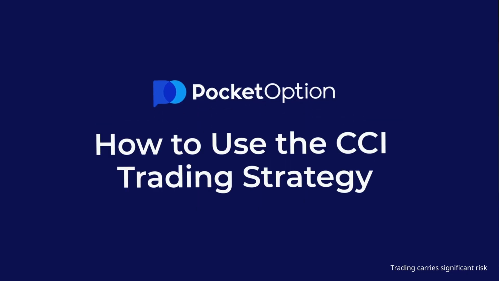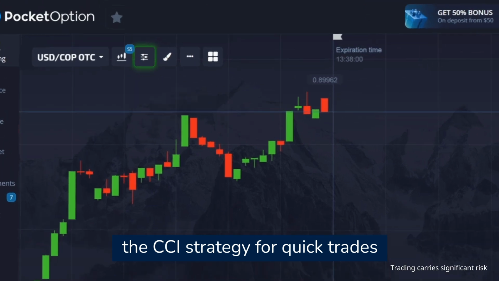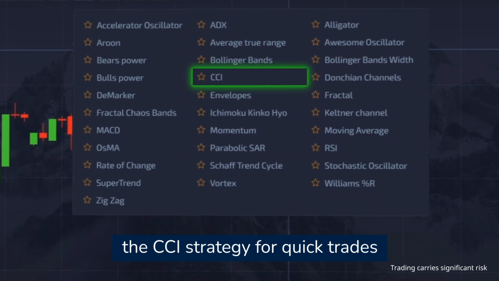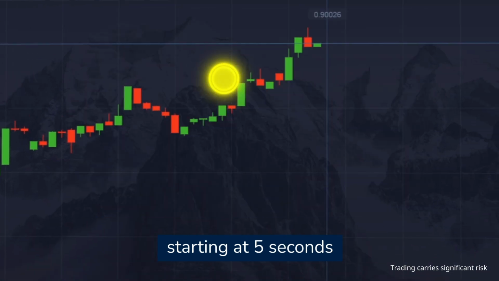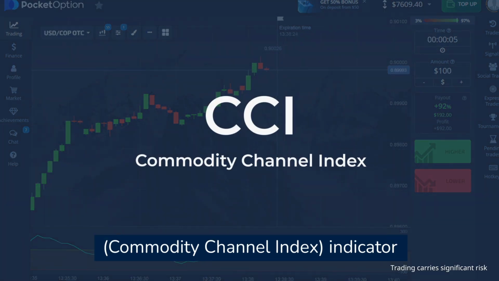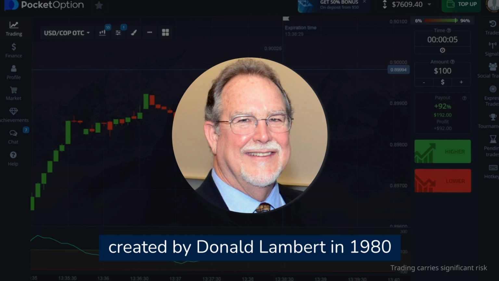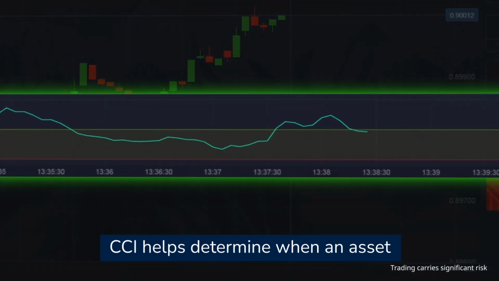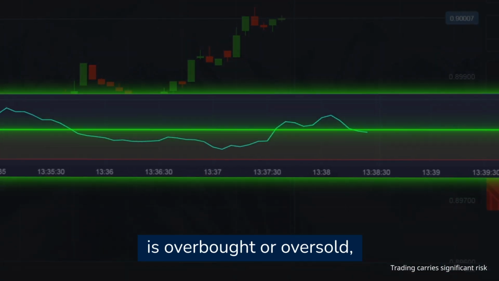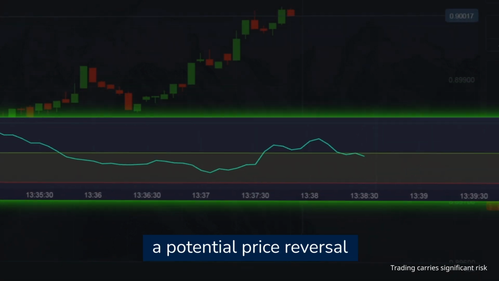How to use the CCI Trading Strategy. Today, we will show you how to use the CCI strategy for quick trades starting at 5 seconds. This strategy is based on the CCI, Commodity Channel Index, indicator created by Donald Lambert in 1980. CCI helps determine when an asset is overbought or oversold, which can indicate a potential price reversal.